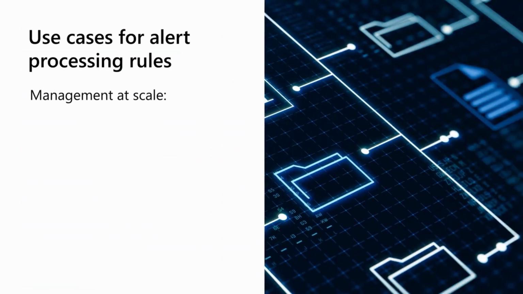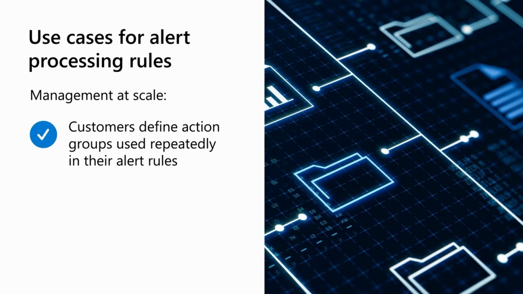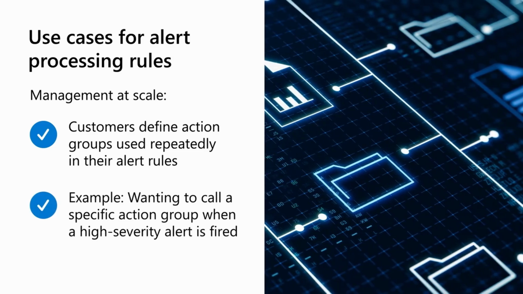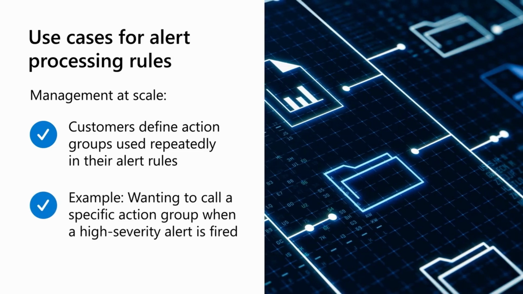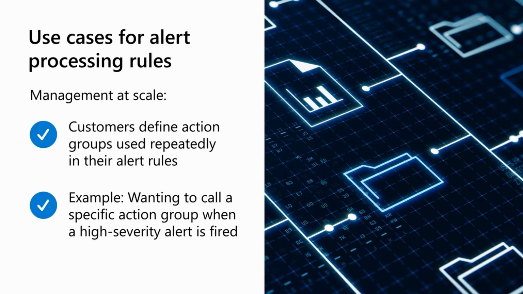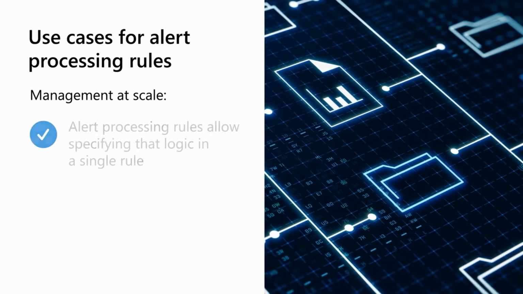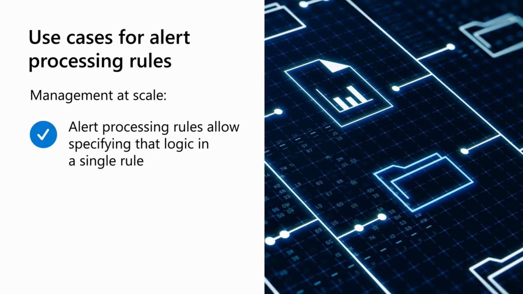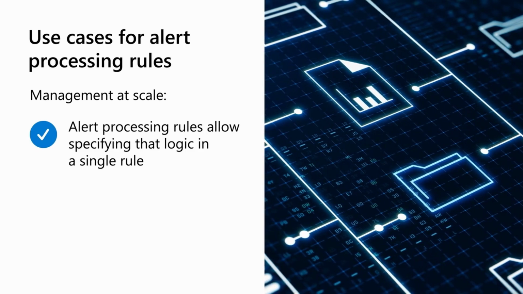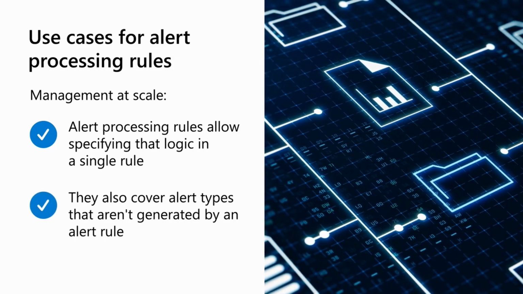The second is when you need management at scale. Most customers tend to define a few action groups that are used repeatedly in their alert rules. For example, they might want to call a specific action group whenever a high-severity alert is fired. As their number of alert rules grows, manually making sure each alert rule has the right set of action groups becomes harder. Alert processing rules allow you to specify that logic in a single rule instead of consistently setting it in all your alert rules. They also cover alert types that aren't generated by an alert rule.